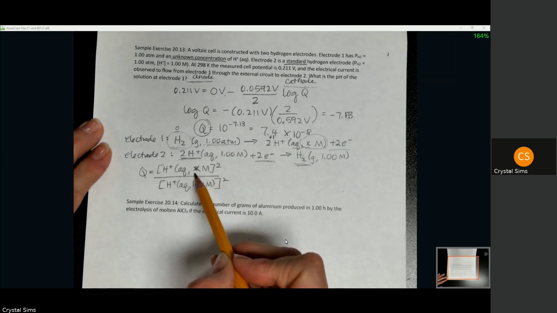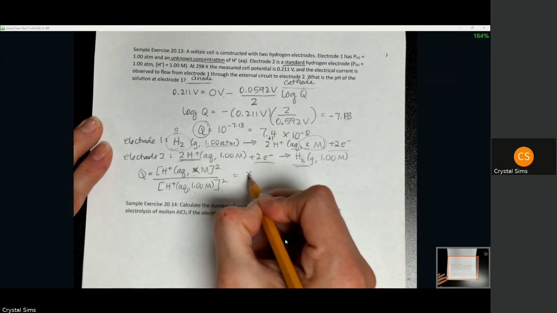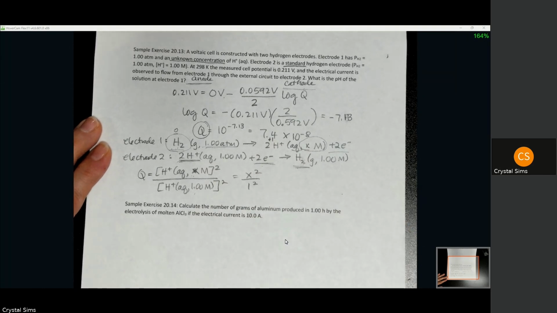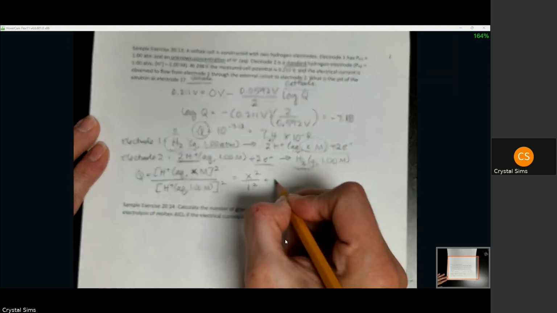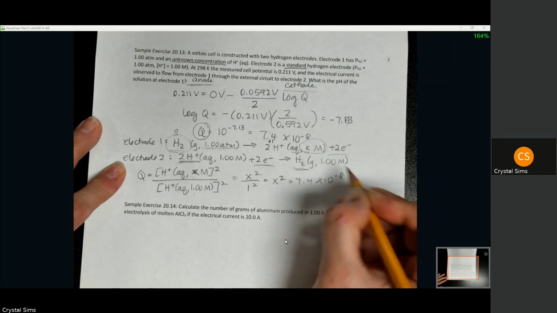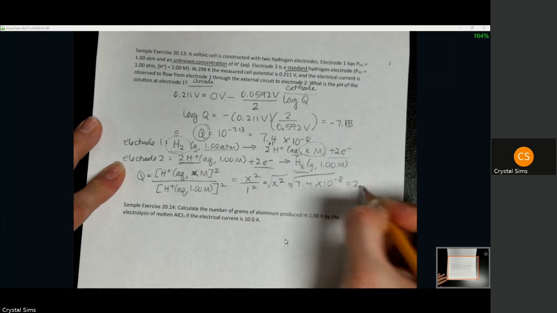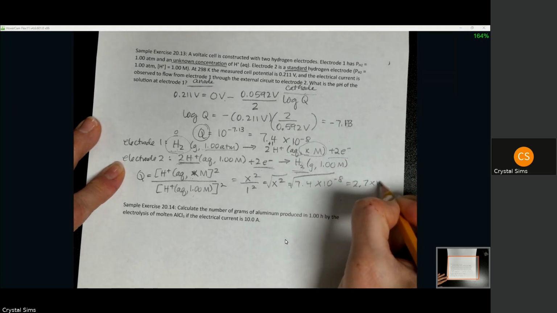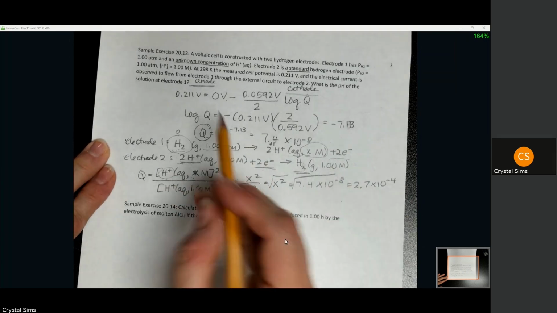I assign it to X. Remember, we were doing this a couple of chapters ago. So Q is equal to X squared over 1 squared, which is just 1, right? So X squared divided by 1 is X squared. I know Q value is 7.4 times 10 to the negative 8. So I just need to take the square root of both sides, and that gives me 2.7 times 10 to the negative 4. Now, what is X? X is our hydrogen ion concentration at electrode 1.